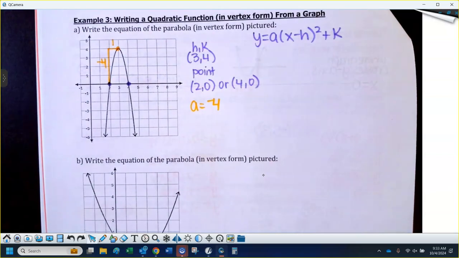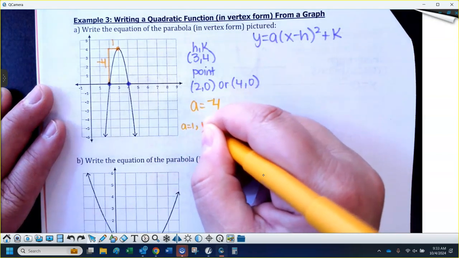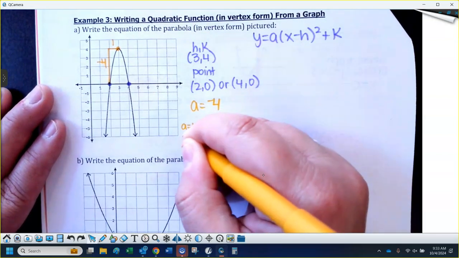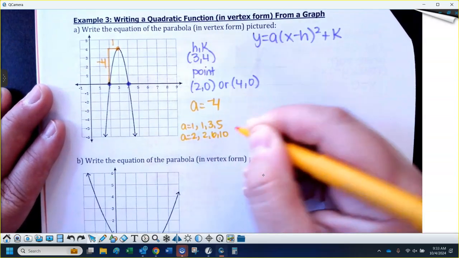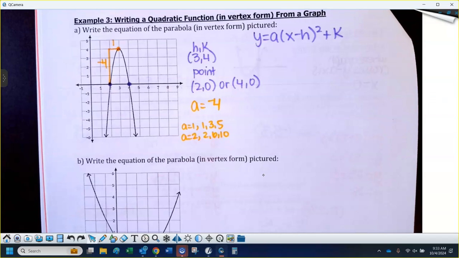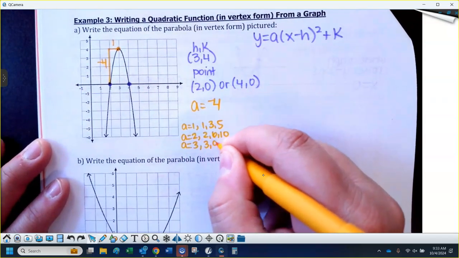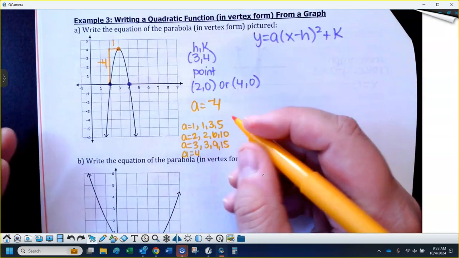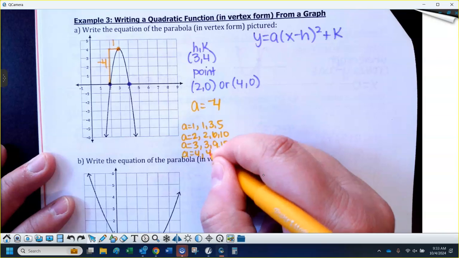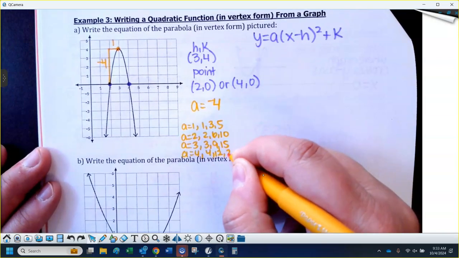You might be able to just figure it out from the graph, because if you think about this, if my a value is 1, the pattern is 1, 3, 5. If my a value is 2, the pattern is 2, 6, 10. If you did 3, it'd be 3, 9, 15, and this one is 4. I don't feel like we've done a 4, but it would be 4 times the 1, 3, 5, so it'd be 4, 12, 20.